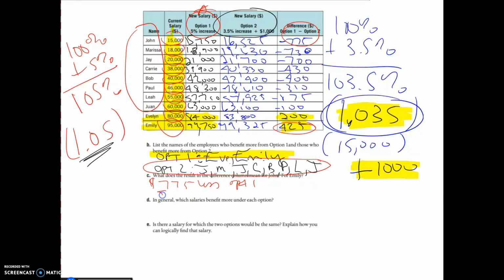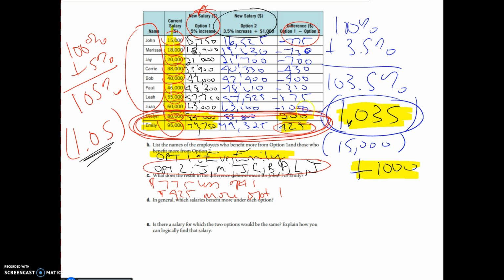Meaning, for her, she's going to make $425 more if she chooses option 1. So option 1's positive for her. It's a good thing, negative for him. In general, which salaries benefit more under each plan? So if you look at this, who's benefiting from the first option here?